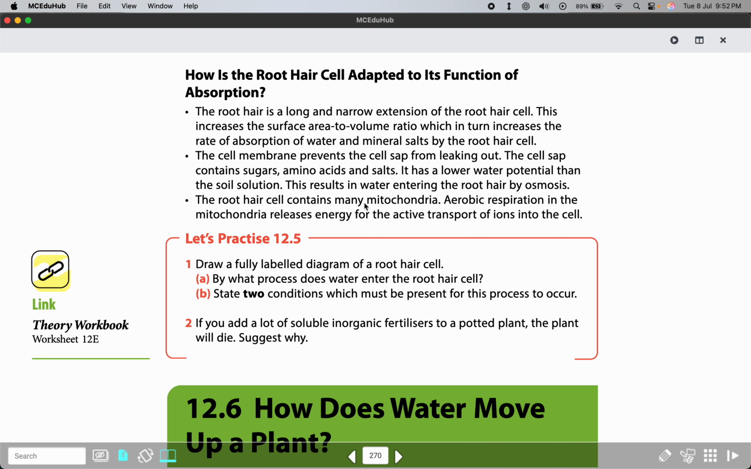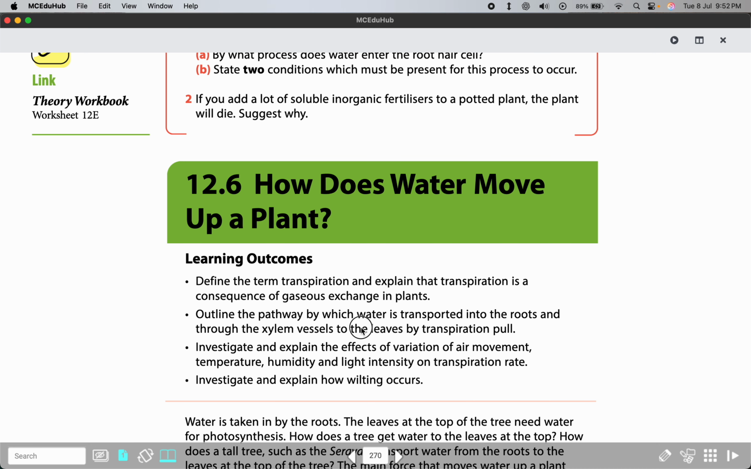We have cells containing many mitochondria. Aerobic respiration in the mitochondria can release energy for active transport of ions in the cell. Okay, all right. So you can do this yourself. Let's talk about the next parts.